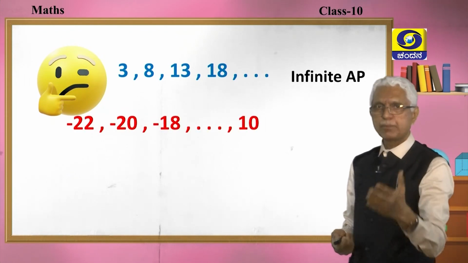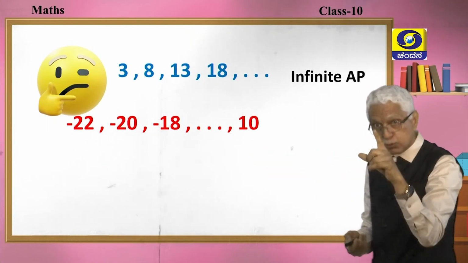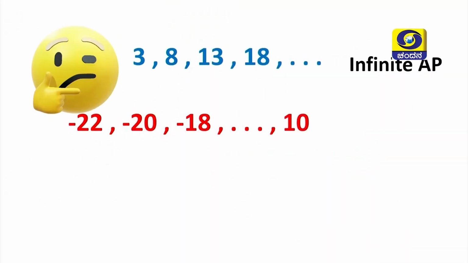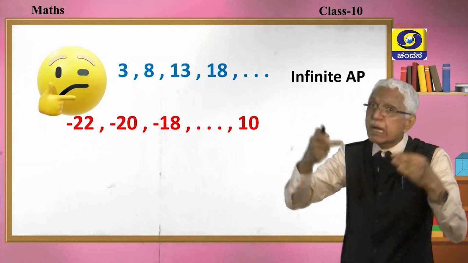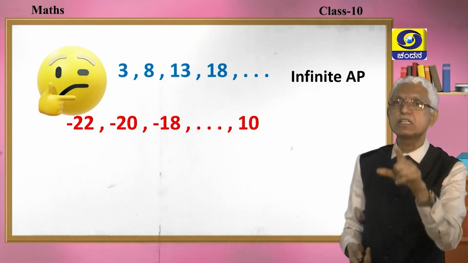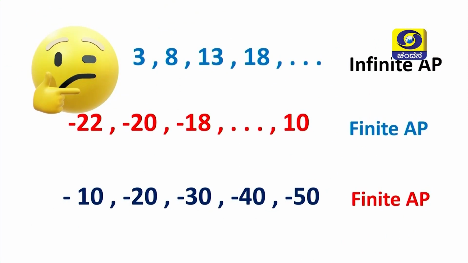Here is another example: minus 22, minus 20, minus 18, dash, dash, minus 10. You know the first term is minus 22 and the last term is minus 10. That means we can find out the number of terms. Hence, it is called a finite AP. Even the third example is also finite, obviously, because there are 1, 2, 3, 4, 5 terms. It is a finite AP.